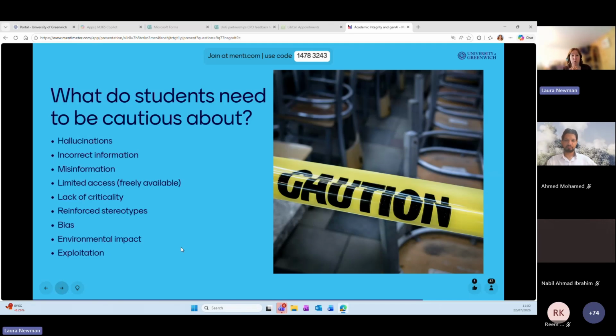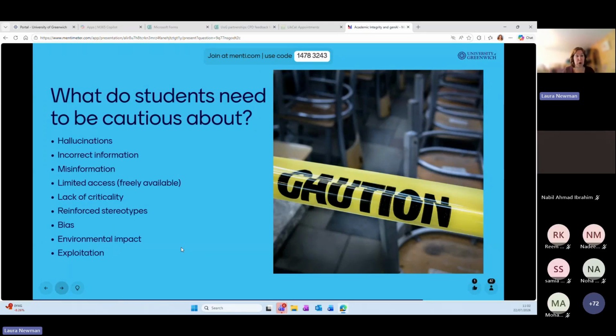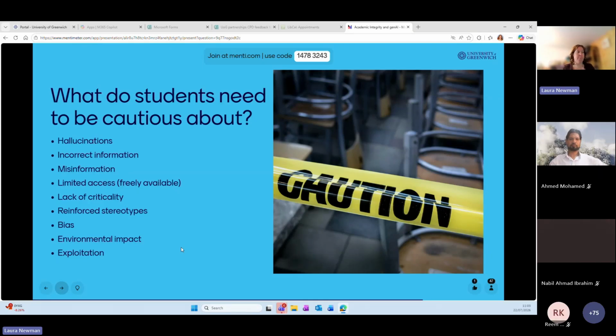It will only show things that are freely available, so obviously that is limiting how much information it can provide, particularly in terms of things like journal articles. Melissa talked about that a little bit yesterday. The lack of criticality, we've talked about that quite a lot. AI is not critical, so it will just present things to you as being fact. The fact that AI reinforces a lot of stereotypes, because it has been trained by humans and humans are biased. We have stereotypes, so a lot of the time AI is repeating those stereotypes and that bias. So that's where we need to show that criticality and recognize that.